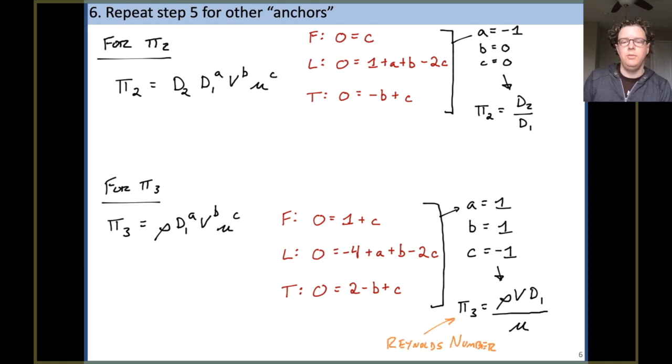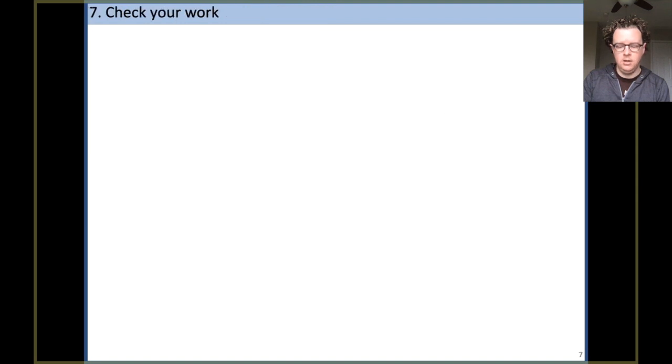And for those of you keeping track, once again, what you've recovered here is the Reynolds number, which is one of those really common dimensionless variables that relates our fluid properties, our kinematics or our velocity scale, and something about the geometry or the length scale of the problem. In this case, D1 takes that geometry or length scale position.